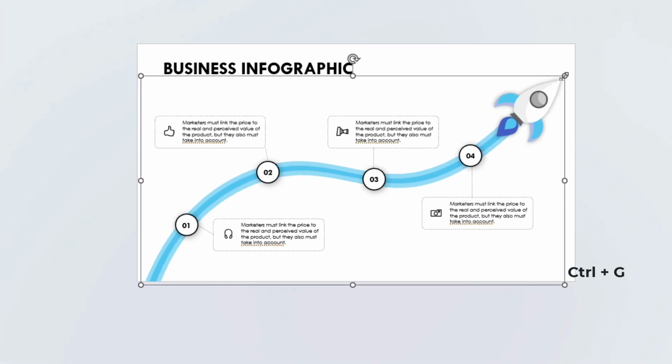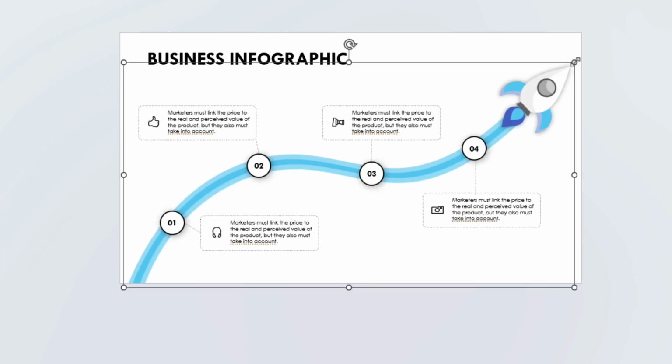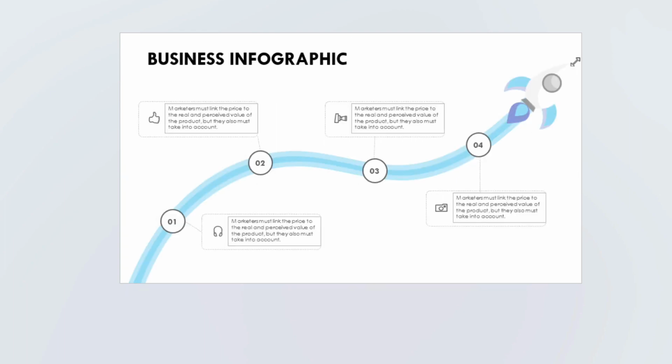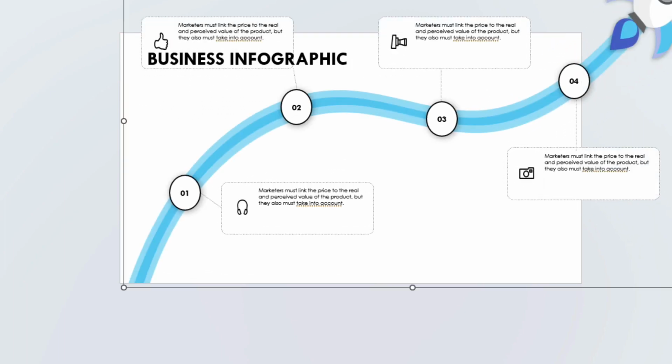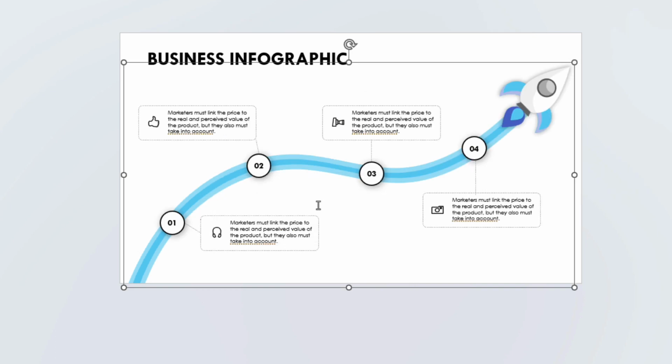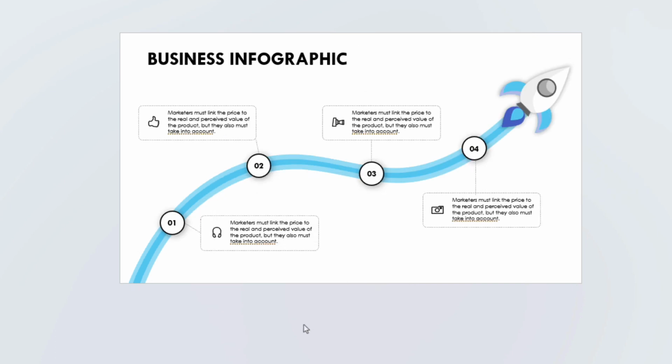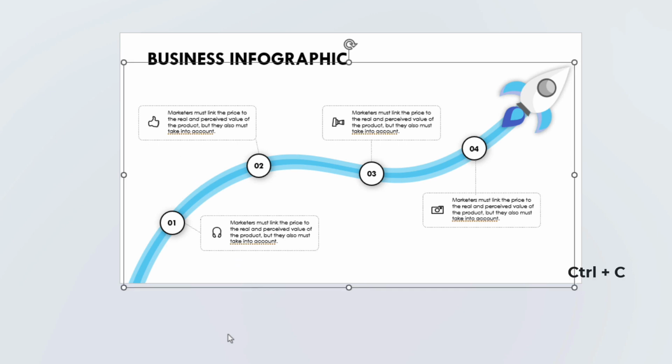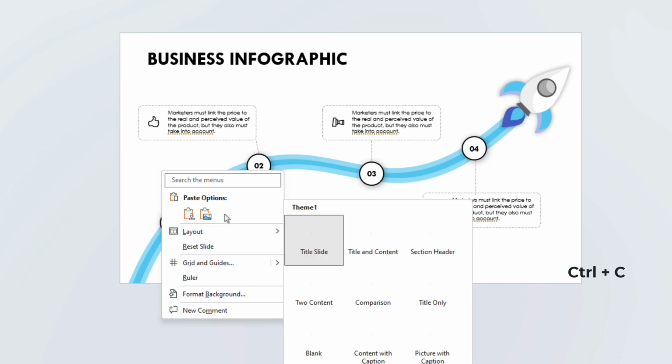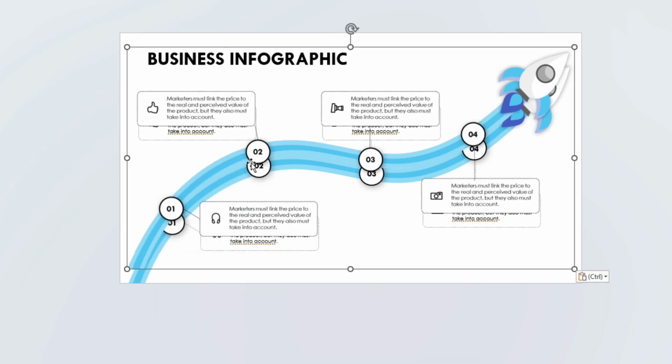I will increase the size of this group by clicking on any edge of this group and dragging to make it bigger. You will see that the text boxes get distorted. This is not what we want, so I'll undo it. To fix this problem, we will copy the newly created group and paste it as a picture. So I'll select the group, press Ctrl C, and then paste it as picture.